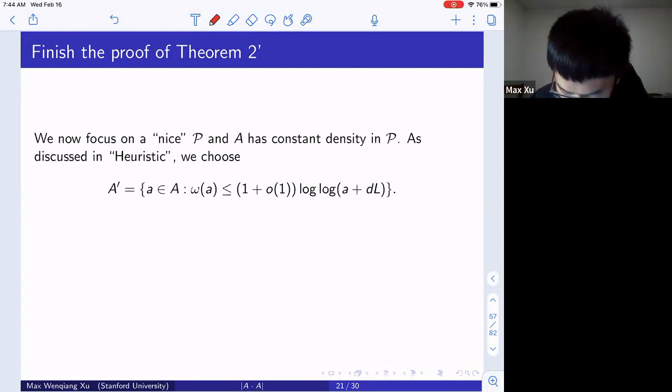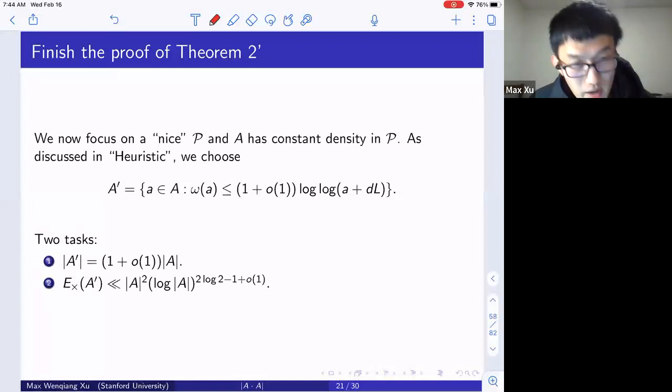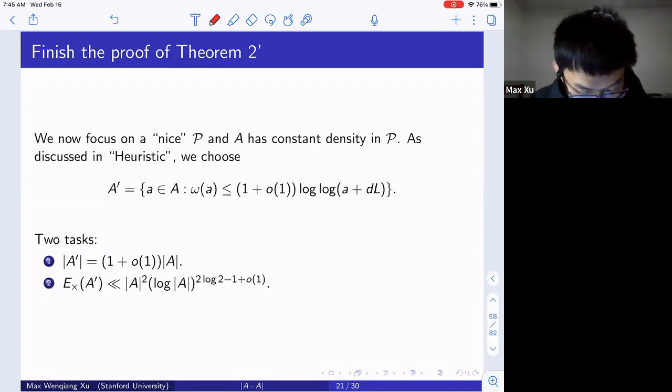That'll be our subset of elements in our A containing typical numbers. And now we have two things to do. First, we need to show A prime is comparable to the size of A. It's not necessary to prove it is 1 plus o(1), but let's say at least a constant proportion. And second, we want to show that the multiplicative energy is very small, only log A to some power larger than A squared. Okay, those are the two things we want to do.